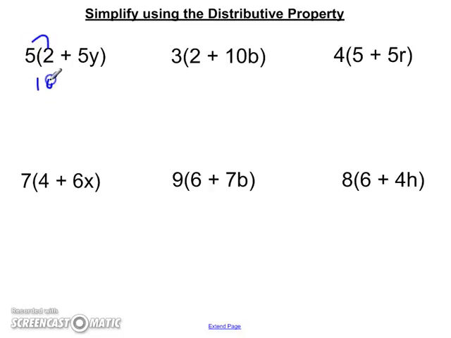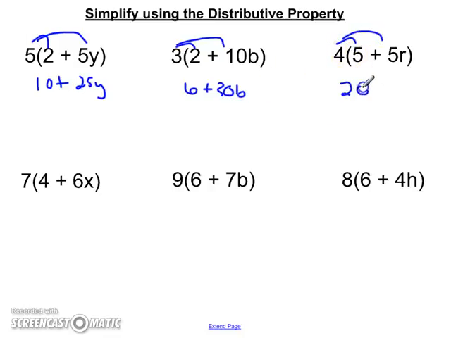So let's go ahead. 5 times 2 is 10. 5 times 5y is 25y. Distribute the 3. 3 times 2 is 6. 3 times 10b is 30b. And distribute the 4. 4 times 5 is 20. Please ignore my poor writing. 4 times 5r is 20r. I'm just going to work my way back across.